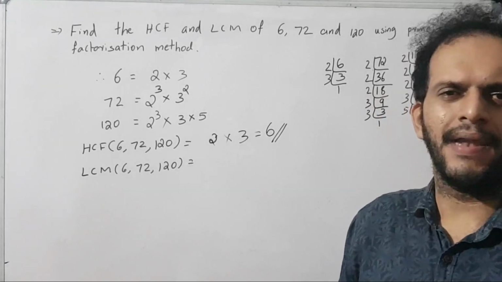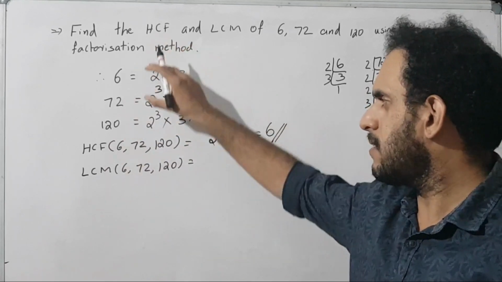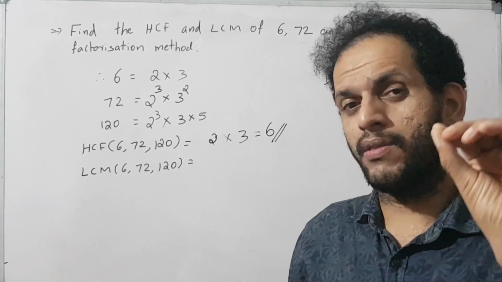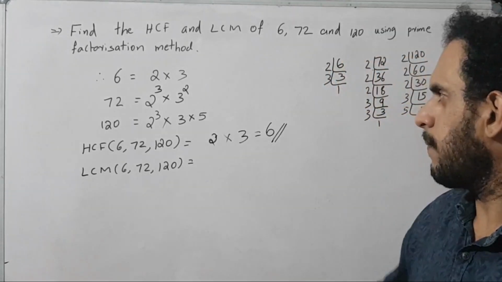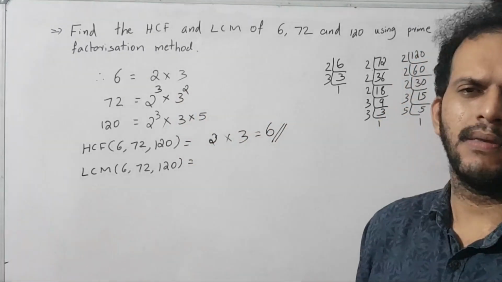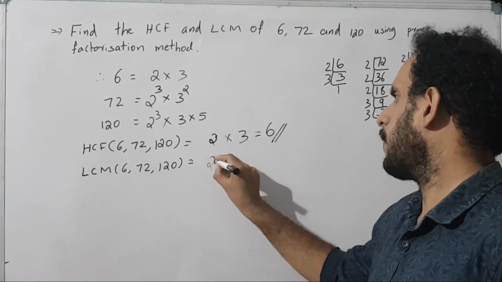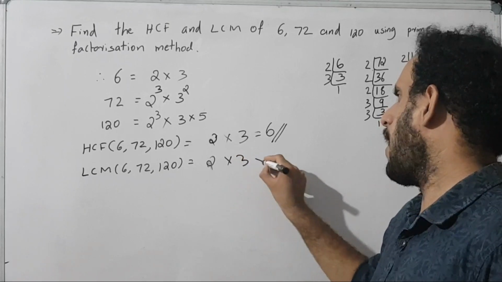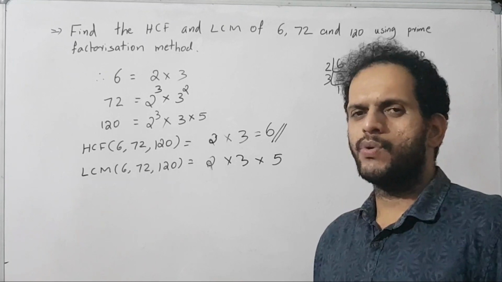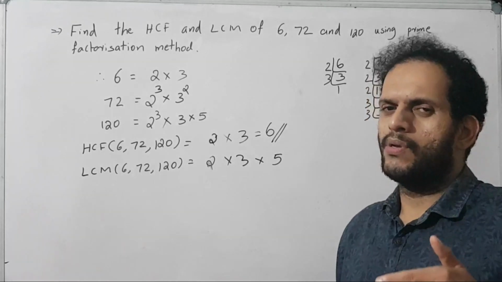So, for finding LCM, what is first? First, we want to identify what are the numbers existing in these prime factorizations. These will be the prime numbers. What are they? 2, 3, and 5. Any other number here? No. The numbers are 2, 3, and 5. So, for finding LCM, we want to choose the highest powers of 2, 3 and 5.